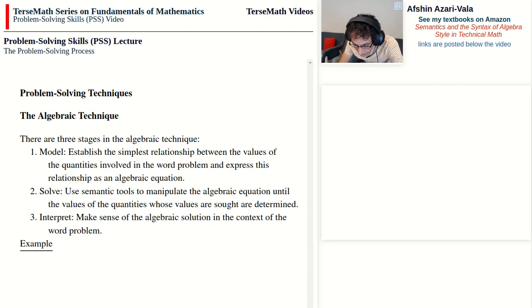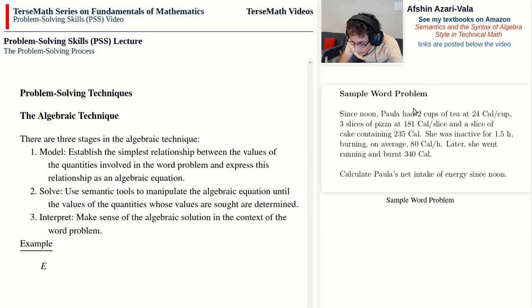Let's take a look at an example of this. Going back to the sample word problem that we had, we're going to solve the same problem now using the algebraic technique. And of course, there is always an unknown. In this case, it's Paula's net intake of energy since noon.